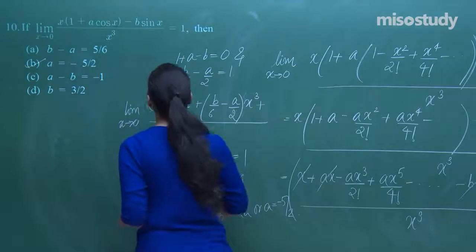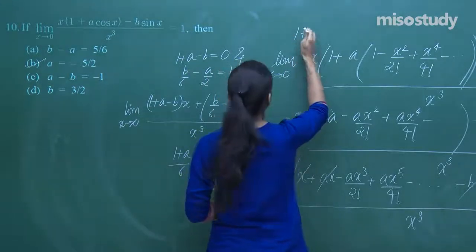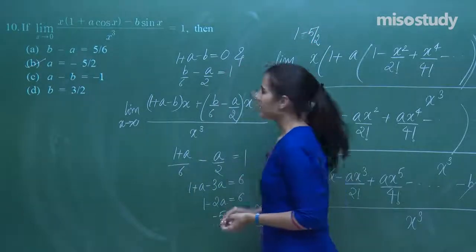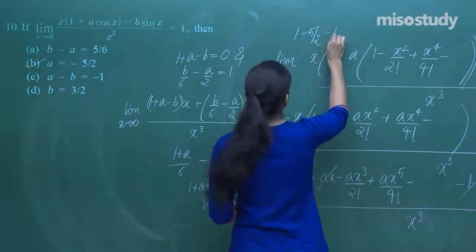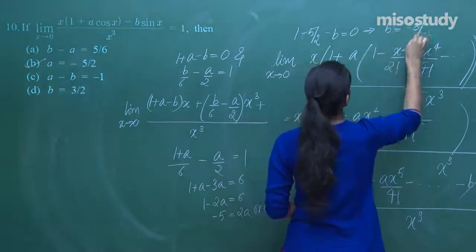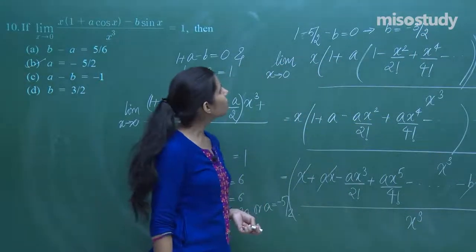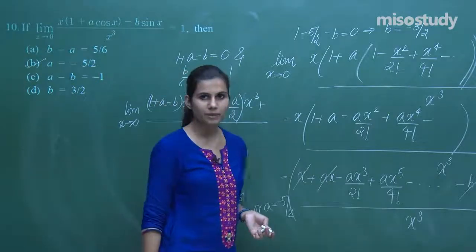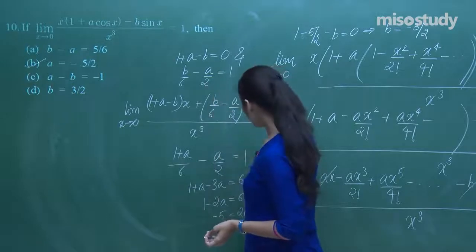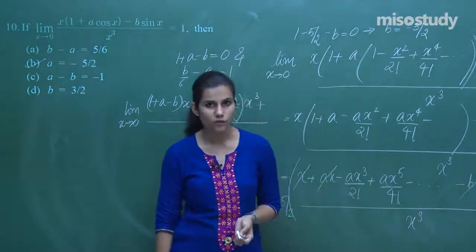So b is actually what? So see, what I am saying is 1 plus a is minus 5 by 2. A is minus 5 by 2. Minus b is 0, which implies b is this, isn't it? B will be 2 minus 5 by 2, which is minus 3 by 2. So you are getting a to be minus 5 by 2 and b to be minus 3 by 2. That is what you are getting as your values, right?